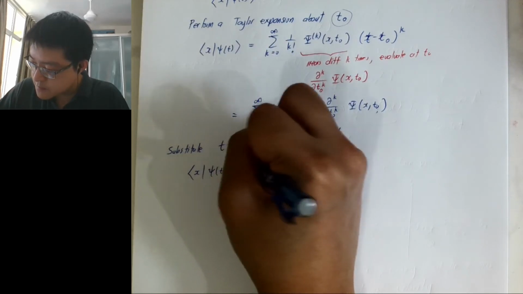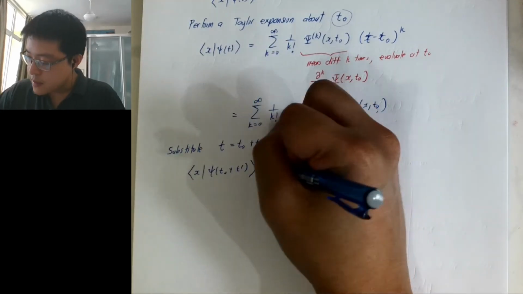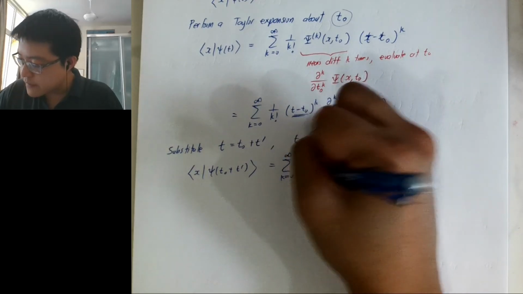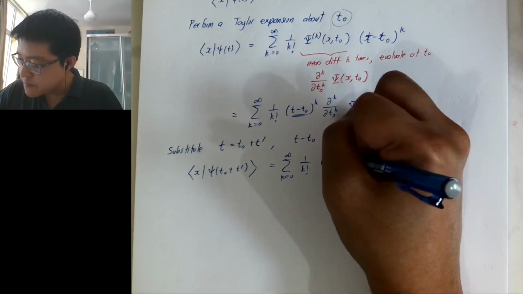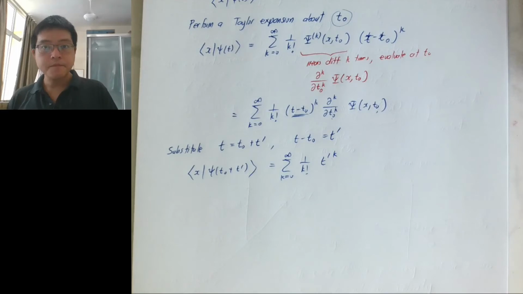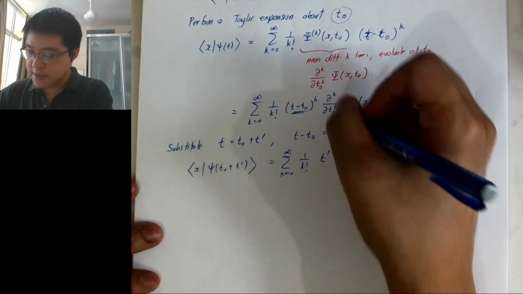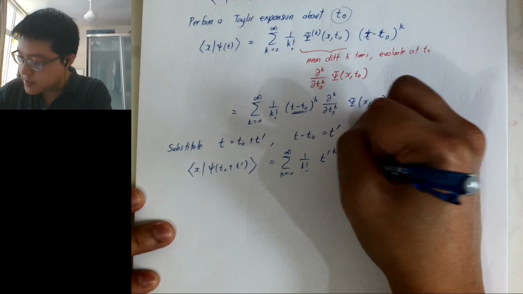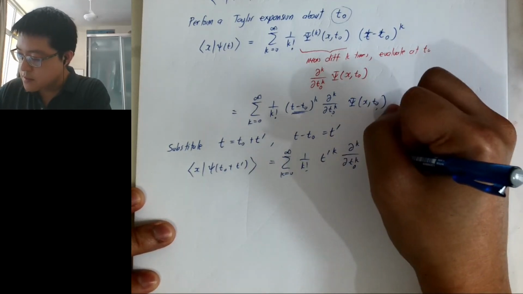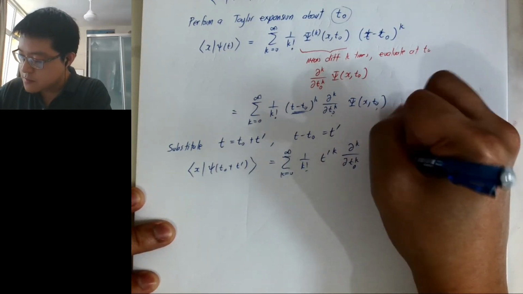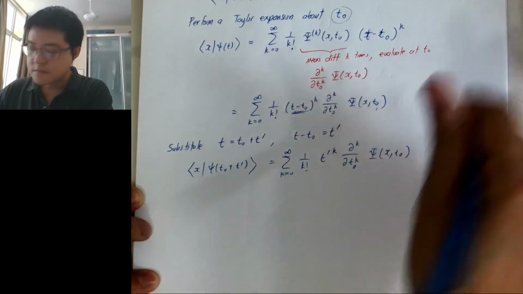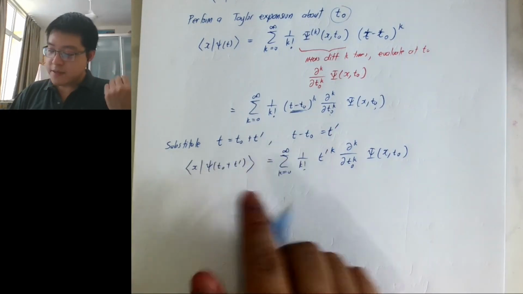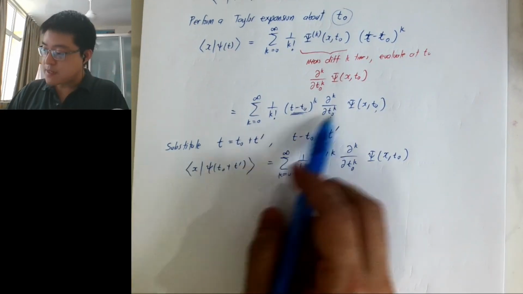But now what I got is t substituted into t plus t prime. Okay, and then this is a summation from 0 to infinity, 1 over k factorial. So this is just t prime, but it's to the power k, and then this thing is still the same. So this is just differentiating t0 k times of my function. Okay, so again, not doing anything special, just substitute. So I just plug this in, right?